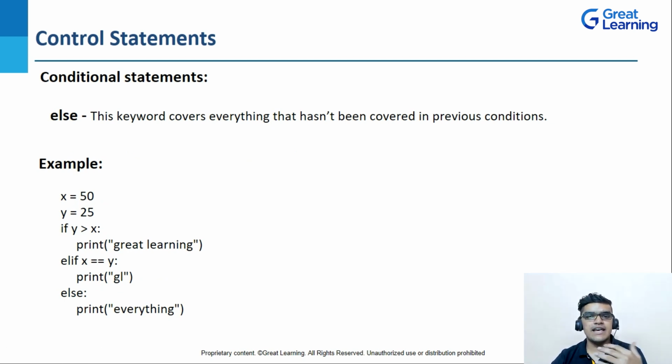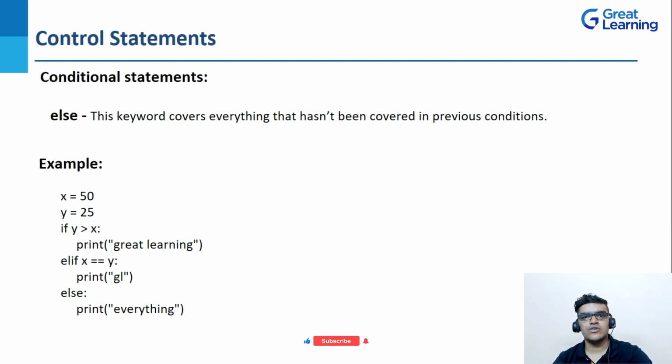This keyword covers everything that hasn't been covered in previous conditions. So if you see here, x is equal to 50, y is equal to 25. So here you can see that I have given the first condition, that is y greater than x, and is 25 greater than 50? No. Then I have given the second condition, else if x is equal to y. X is not equal to y also. So this condition will not satisfy. Then I have written here else statement. So here you can see that else keyword covers everything that hasn't been covered in previous conditions.